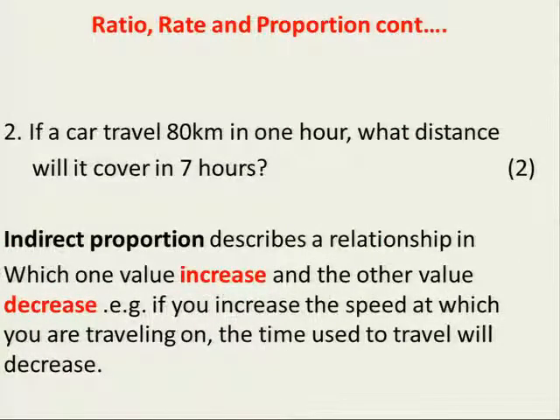Indirect proportion describes a relationship in which one value increases and the other value decreases. For example, if you increase the speed at which you are traveling, the time used to travel will decrease.